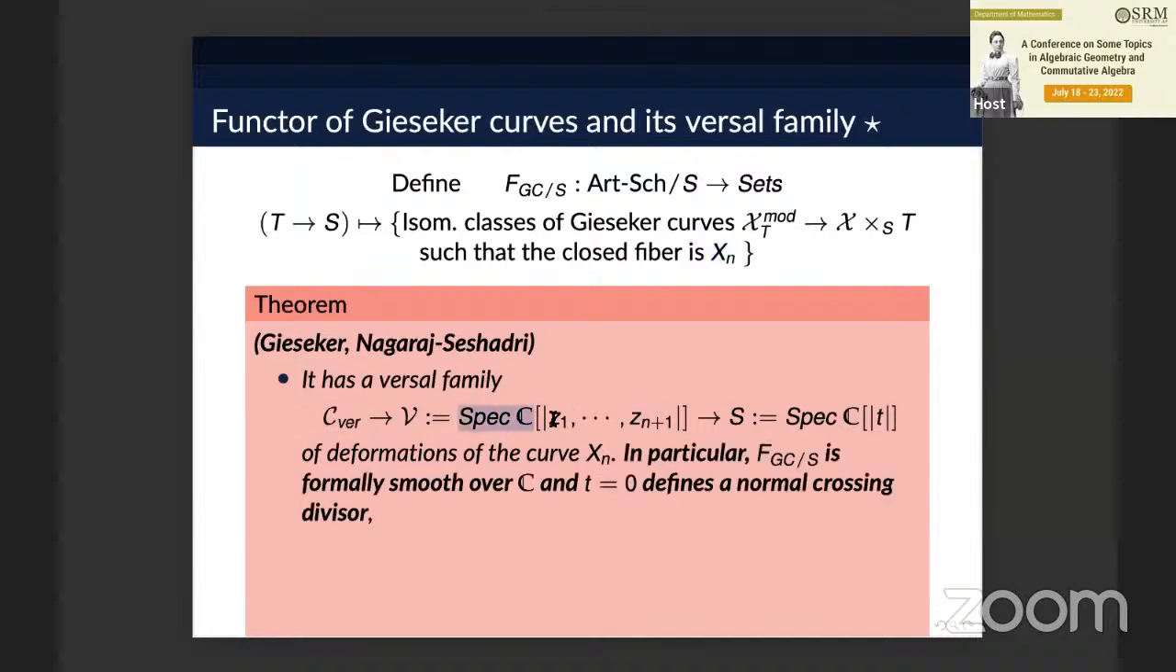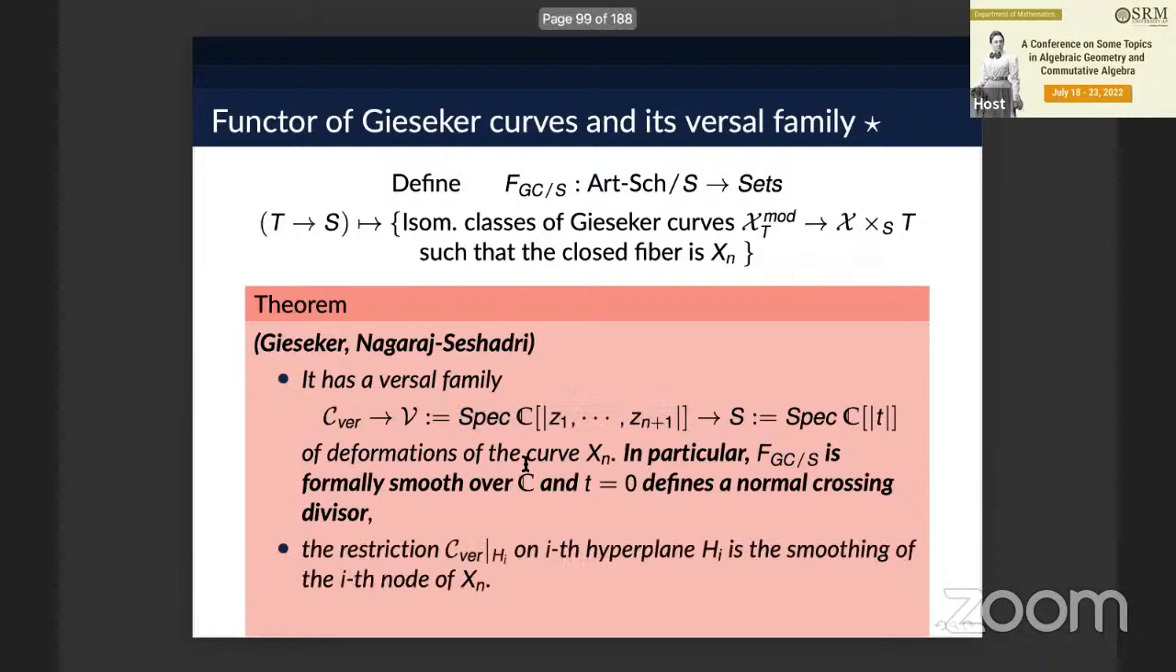So in particular, from this description, one can see that since the completion of this functor is represented by this variety, F_GC over S is formally smooth over C, and when t equals 0, it defines a normal crossing divisor in this variety. Moreover, if we restrict this curve to any coordinate hyperplane, the ith coordinate hyperplane Hi, then one can see that this curve is basically the smoothing of the ith node of the fixed curve Xn. In other words, the equation of the ith node is given by the equation of the ith hyperplane, zi equal to 0.